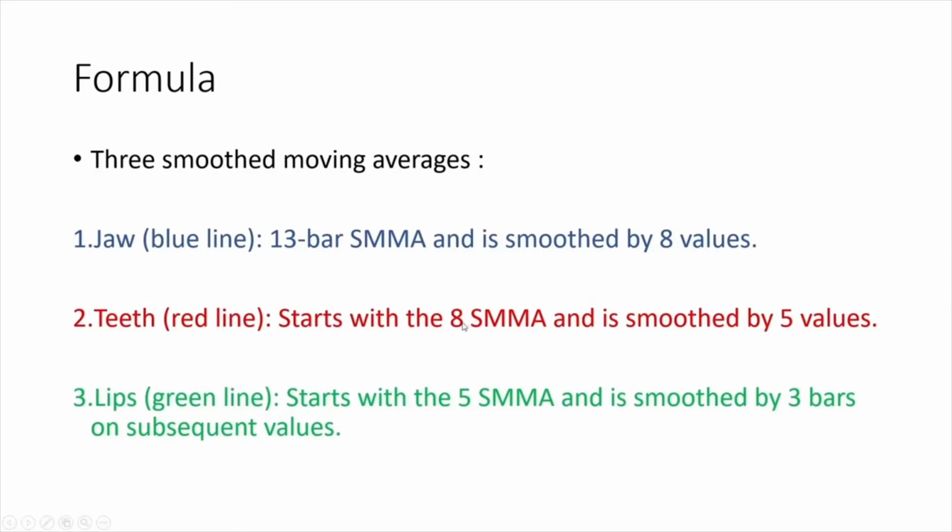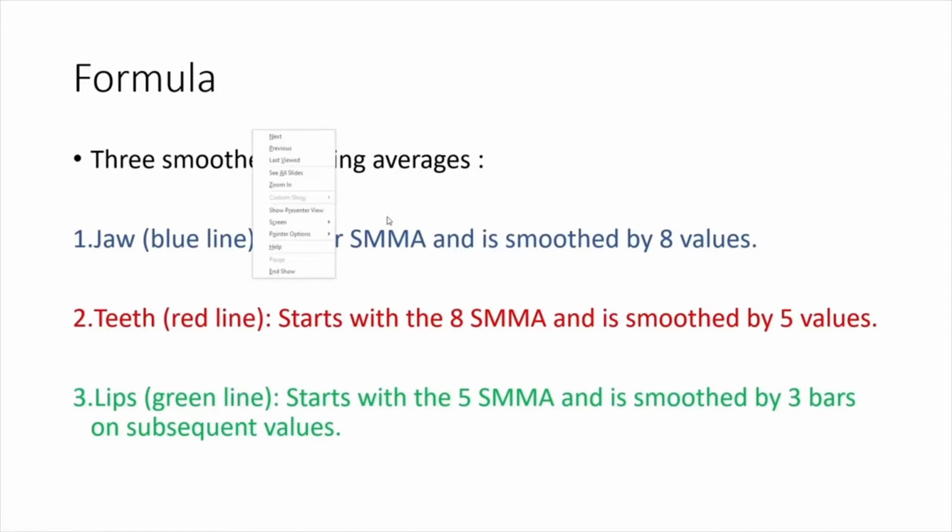The teeth are a much faster line, the red line. Of course it's faster, it's got much smaller values. It's an 8 smoothed average, smoothed by the value of 5. And the lips are the green line, a 5 smoothed moving average, smoothed by 3. All these are golden ratio numbers. We will open them and check exactly how they are working in live markets.